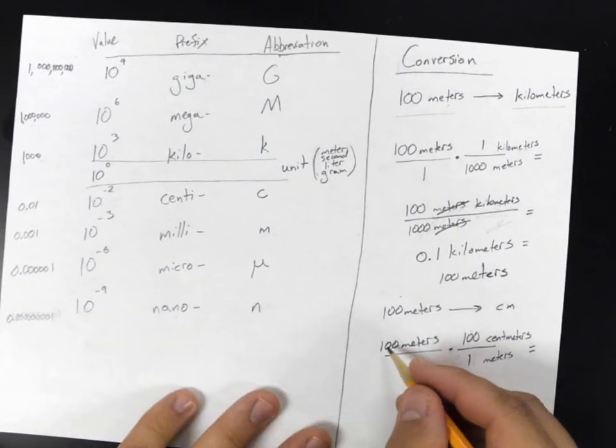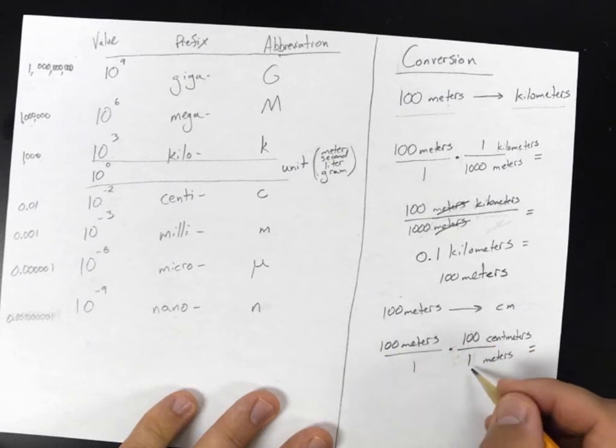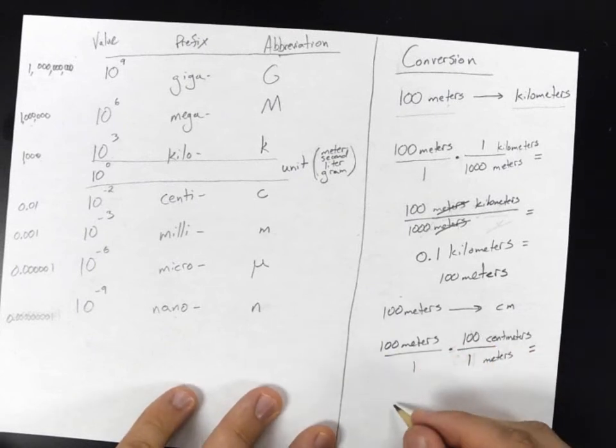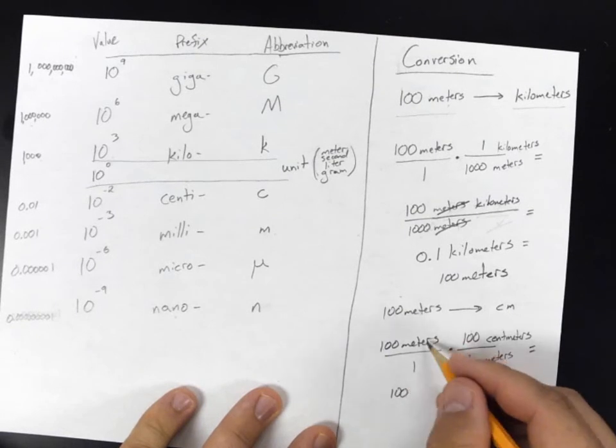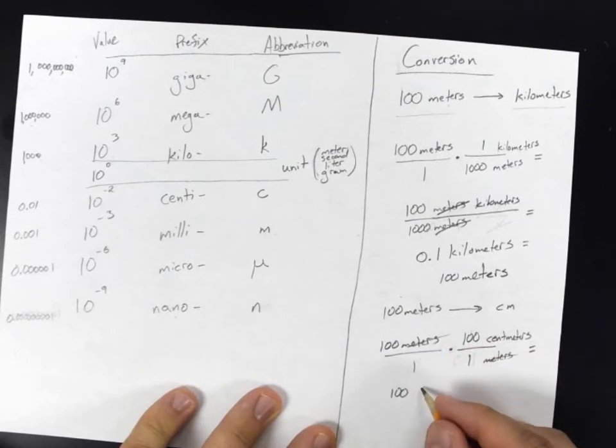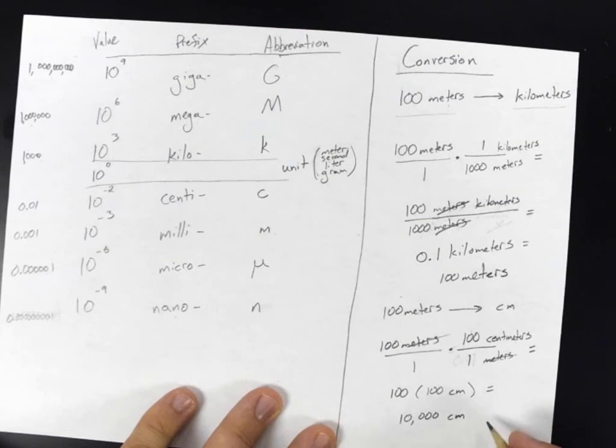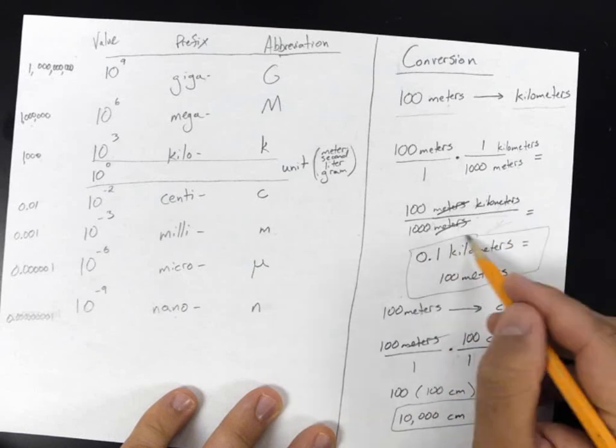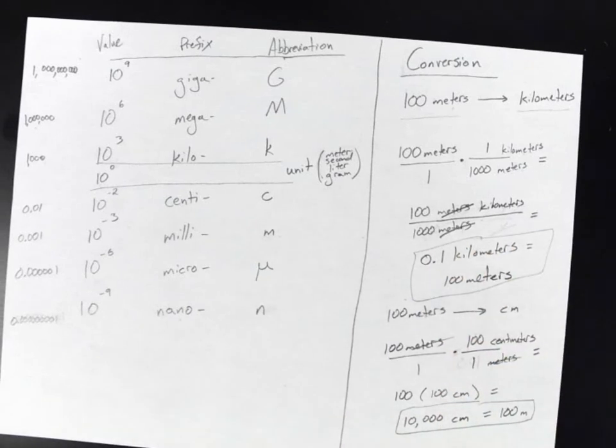And that equals 100 meters times 100 centimeters over 1 meter. You can cancel the meters right here if you like. So that will be 100 times 100 centimeters, and 100 times 100 is 10,000 centimeters. So 10,000 centimeters equals 100 meters. There's our answer for that one.